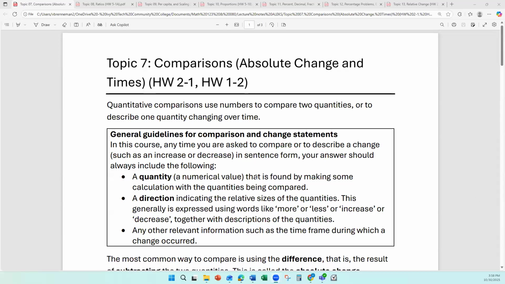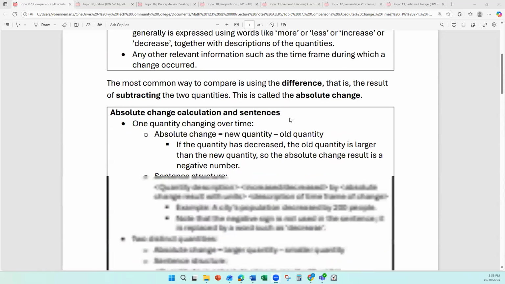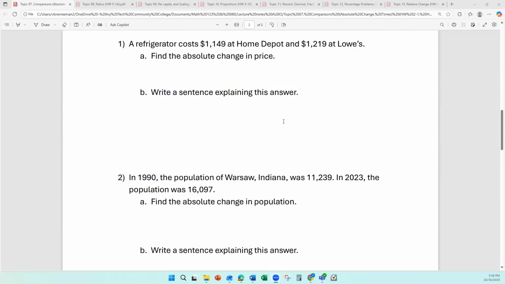This video is over part of the topic 7 practice questions. So we're looking at absolute change comparisons for this video. So this is practice number 1 through 3.